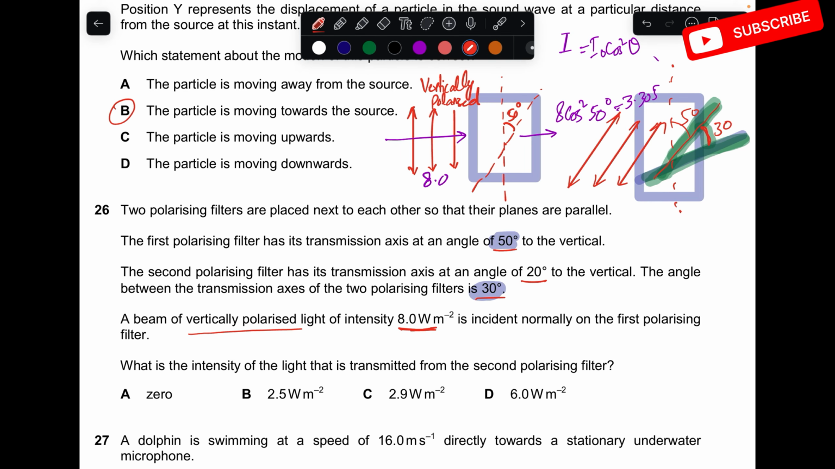So it will be 3.305 cos square 30 degrees. This will give you 2.475. It's almost 2.5. So it's option B that is correct.